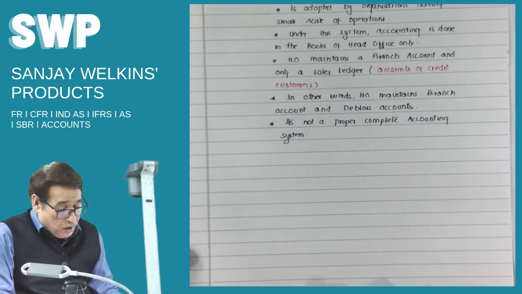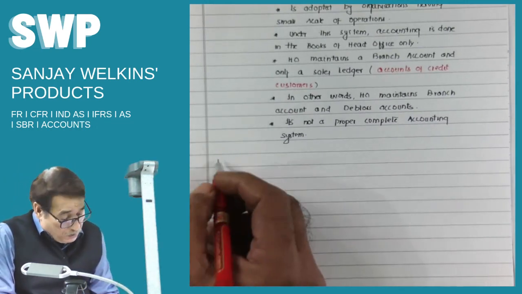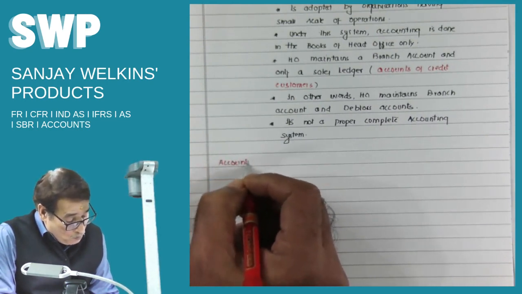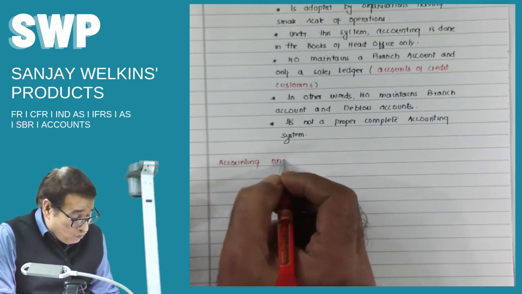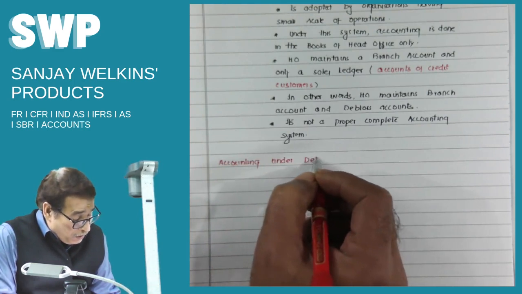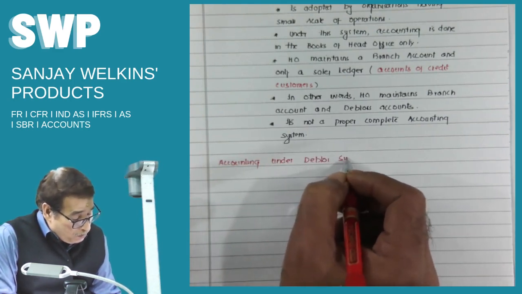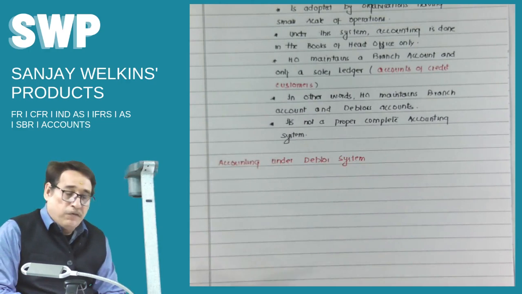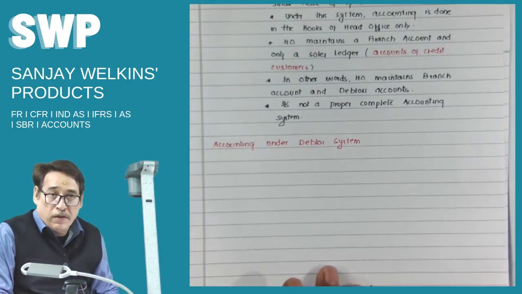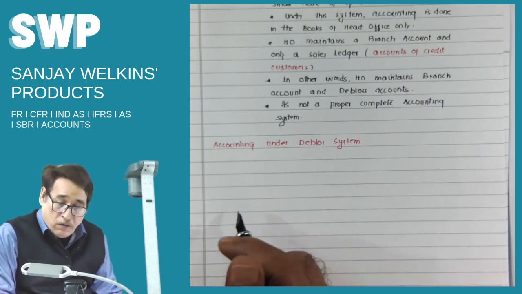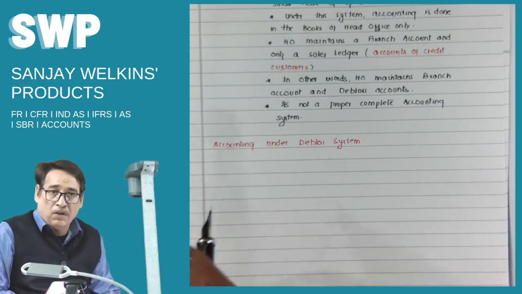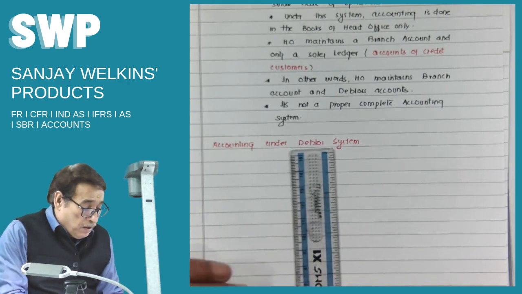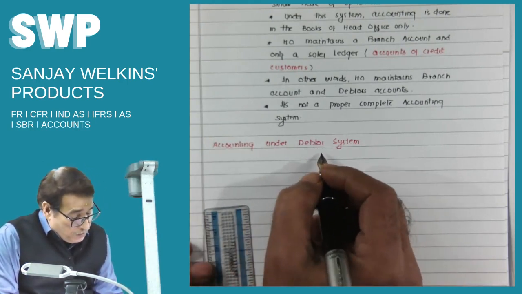Now we come over to the accounting under debtors system, how we prepare the accounts. At least now, at this particular point of time, you are aware that entire accounting is done in the books of the head office. You are also aware that head office shall maintain a branch account and a debtors account. When we say debtors, that means accounts of all credit customers. So in the books of head office, these are the formats.